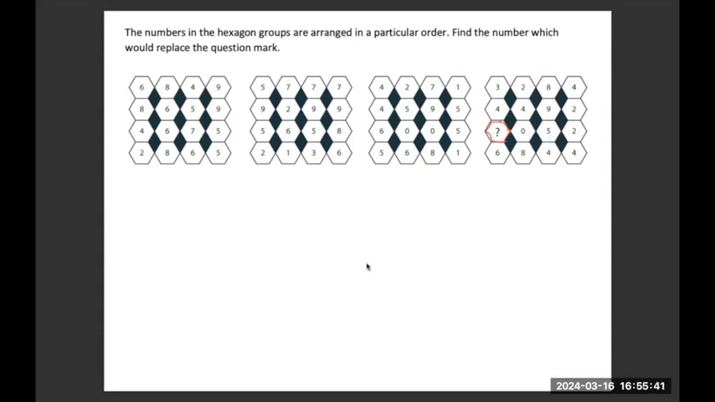What we are given here is these hexagon groups arranged in a particular order. It means there's some relationship between sets or within each other. But first we start with the assumption that within one set, whatever numbers we are given are all related with each other. We'll start with the first assumption.